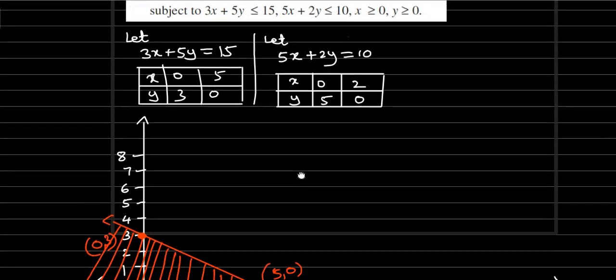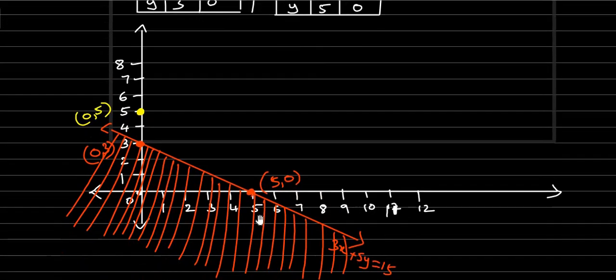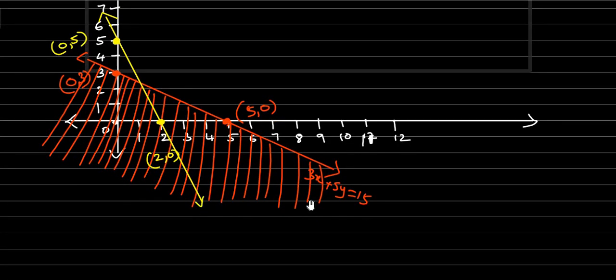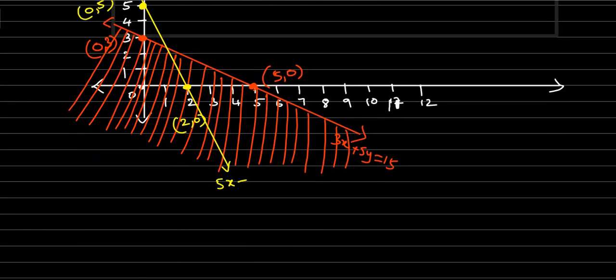Now these two coordinate points, let's substitute. So 0 comma 5, where will we have it here? This particular point is 0 comma 5. And the next one, 2 comma 0, this point will be 2 comma 0. Now joining these 2 points, we will get the line. So this line is the equation 5x plus 2y equal to 10, this yellow one.